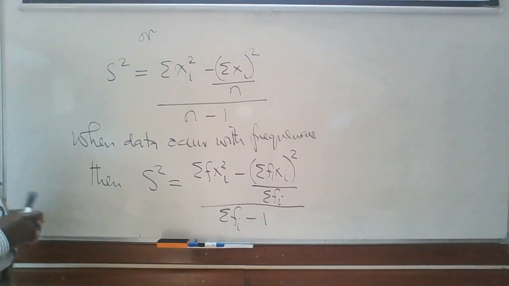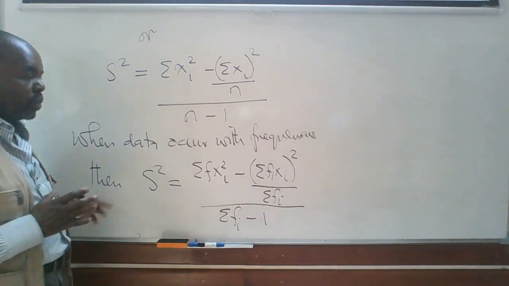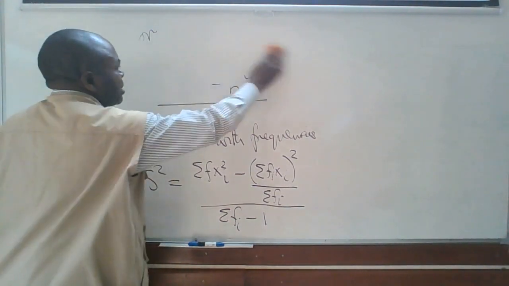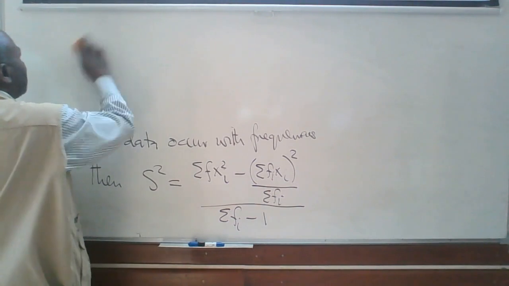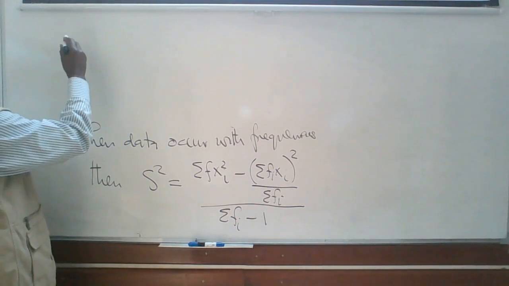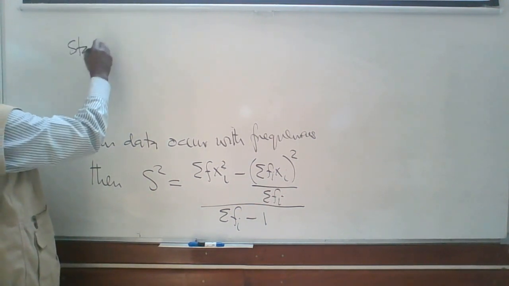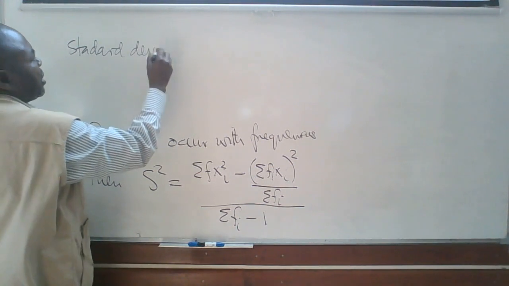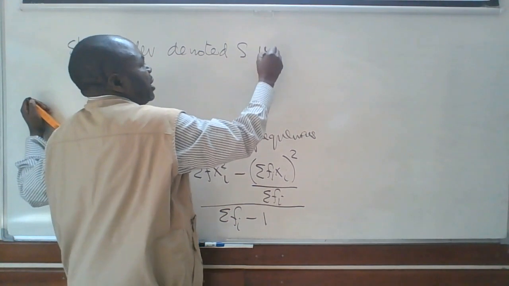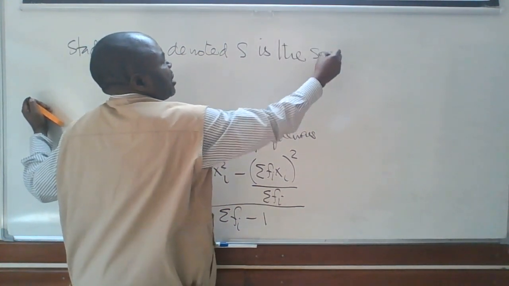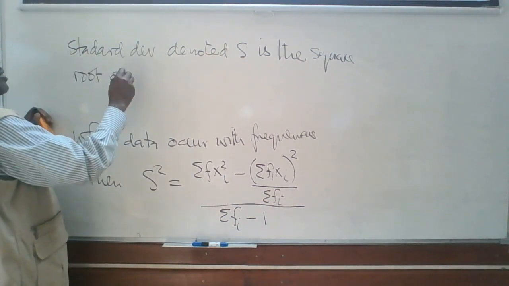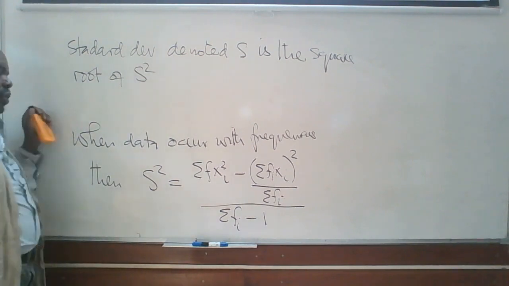Okay? Now, having done this, we want to move on and talk about something very close to variance, which has the same interpretation and usage, and you can actually use them interchangeably, and that's the standard deviation. So, standard deviation, denoted by S, is the square root of variance, or if you want, S squared.